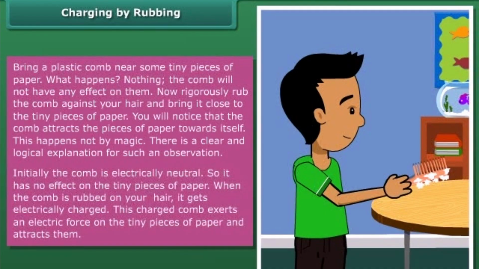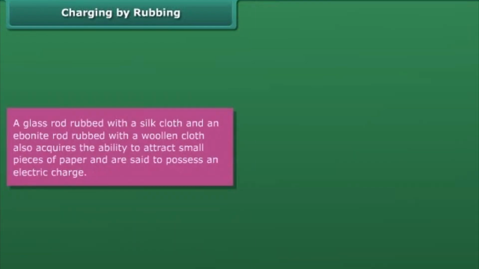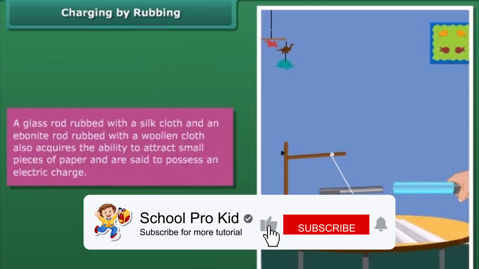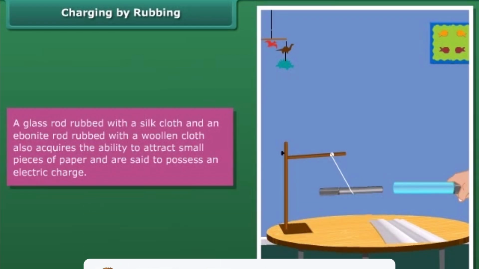Initially, the comb is electrically neutral, so it has no effect on the tiny pieces of paper. When the comb is rubbed on your hair, it gets electrically charged. This charged comb exerts an electric force on the tiny pieces of paper and attracts them. A glass rod rubbed with a silk cloth and an ebonite rod rubbed with a woollen cloth also acquire the ability to attract small pieces of paper and are said to possess an electric charge.